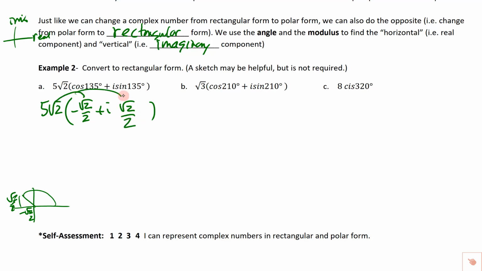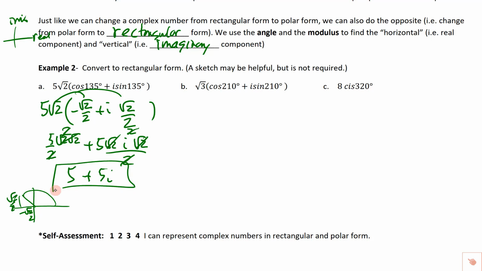Then I'm just going to distribute. If I distribute, here's what I get: 5 over 2, and radical 2 times radical 2 makes a 2, but then the 2's cancel, so I end up with a 5. If I multiply here, I have a 5 radical 2, and an i and a radical 2 over 2. Radical 2 and radical 2 make a 2, and those cancel with this 2, so I get plus 5i.